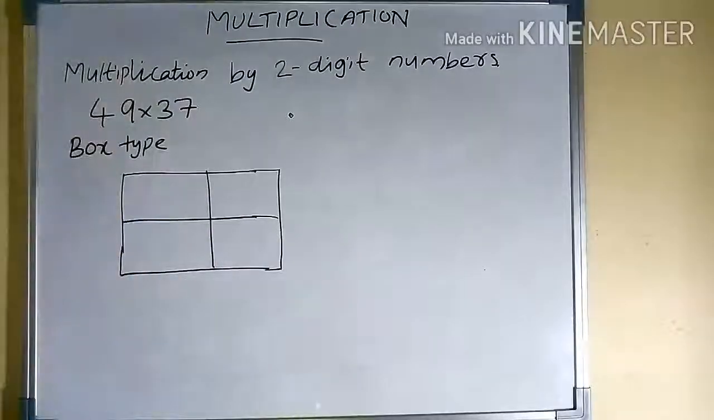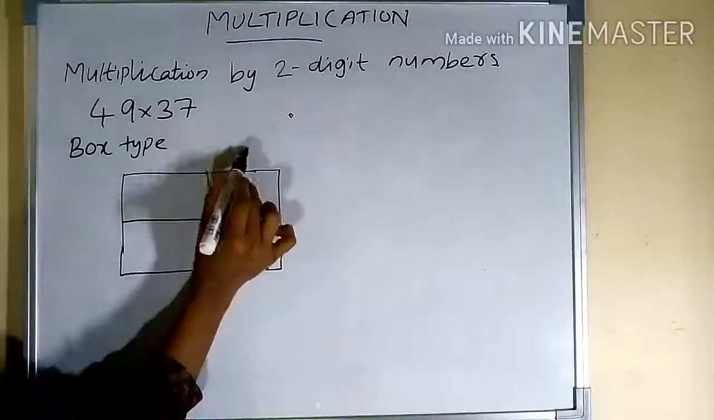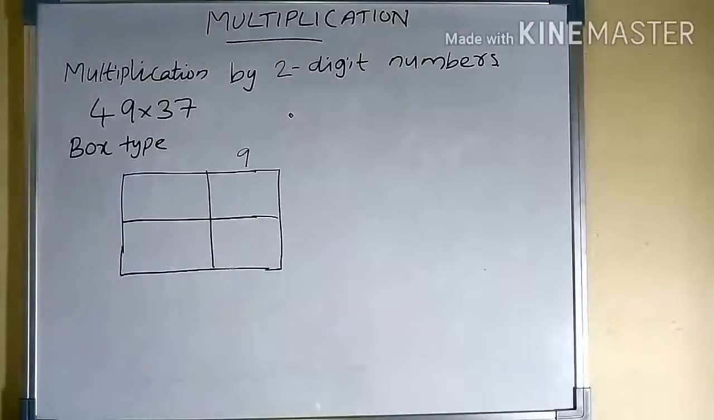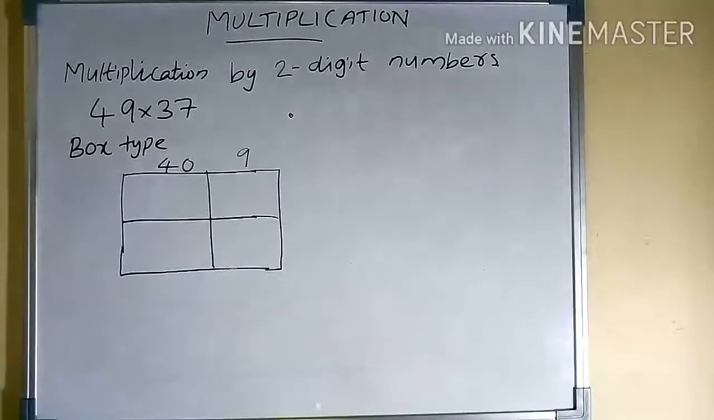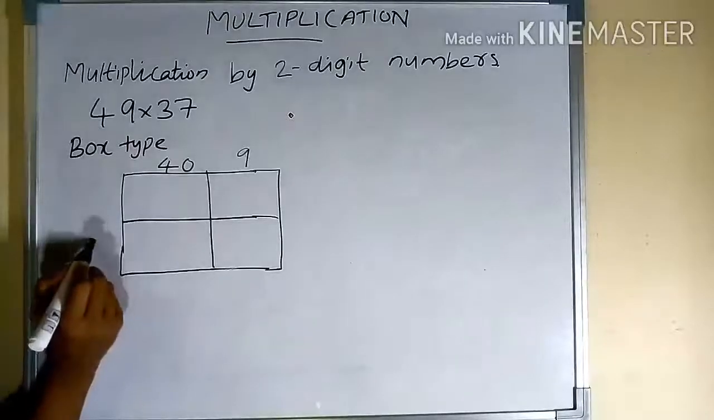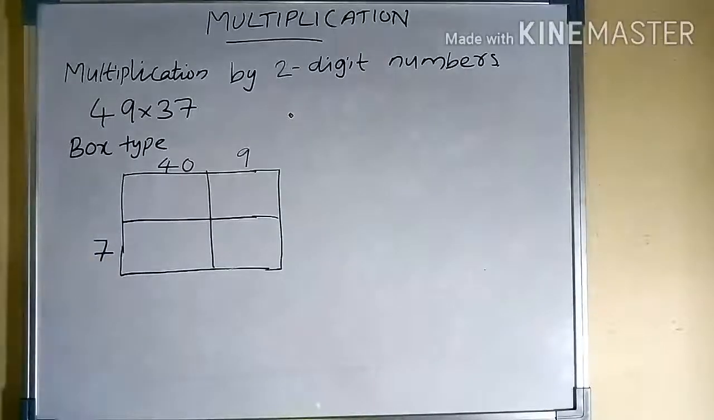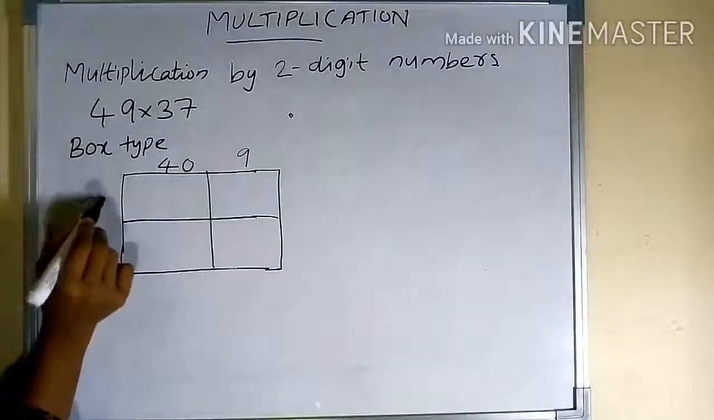In 49, we have how many ones and how many tens? 9 ones and 4 tens. 4 tens means 40. Take the second number 37. In 37, how many ones we have? 7 ones. So write 7 here. And how many tens in 37? 3 tens. That is 30.